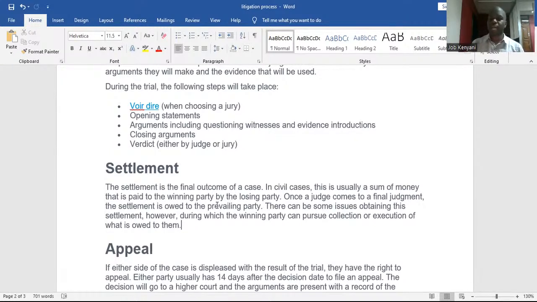So you can be able to appeal at the Court of Appeal.